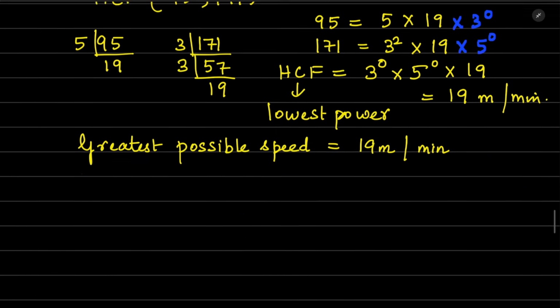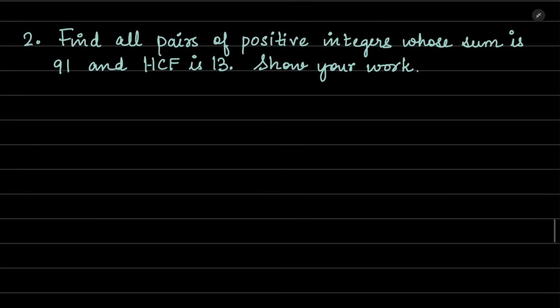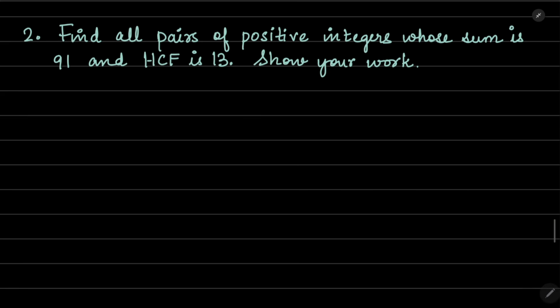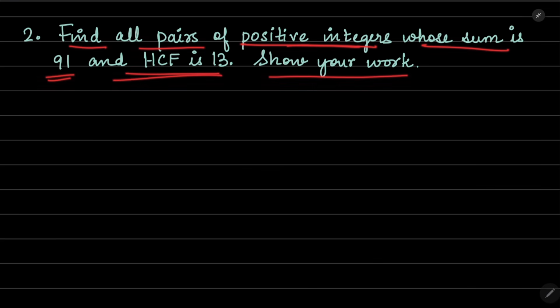Now let's move on to the next question. The question is, find all the pairs of positive integers whose sum is 91 and HCF is 13. Show your work.